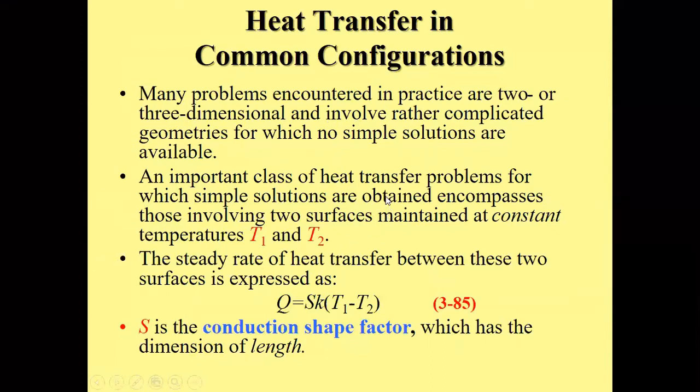We can simplify this when we take constant temperatures T1 and T2 and say it is steady state. Even though you have a multi-dimensional problem, if you have a steady rate of heat transfer between these two surfaces, you can get an equation in this form: Q equals S k times the temperature difference of the two surfaces, where S is called the conduction shape factor. The dimension is length.